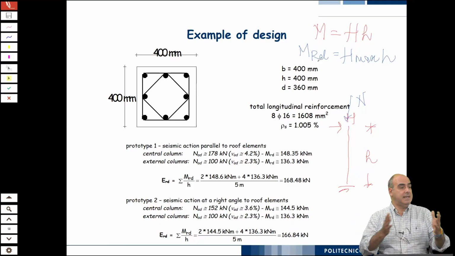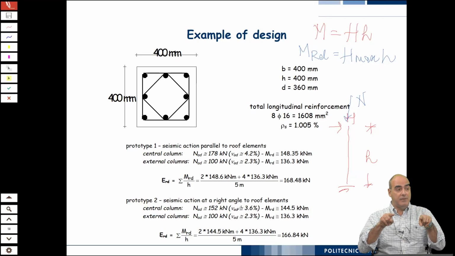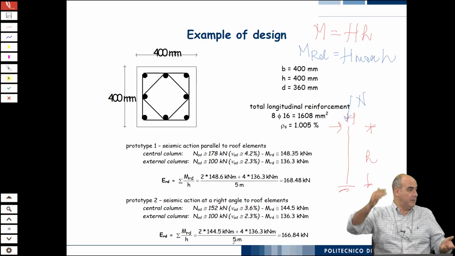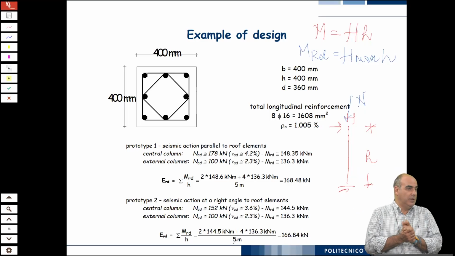My structure has 6 columns. So I simply calculate the maximum force that I can give to the structure as the sum of all the maximum bending moments divided by the height of the column, 5 meters. What is the assumption behind this? Well, the assumption is that if by accident you have a column which by itself reaches its maximum capacity and the other ones have not, they redistribute the load, and so you have a uniform sharing.